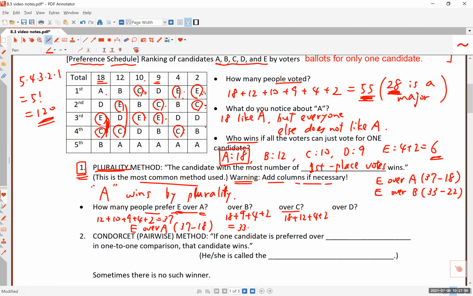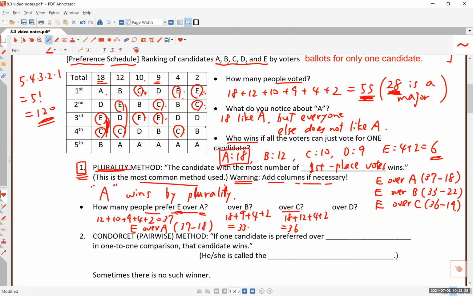Okay, so let's add up all of these people. And looks like I have 36 people. This is 30 plus 6, 36. So E seems to win over C as well. And this time by the score of 36 to what? 55 minus 36 is 19, right? So that seems to be the situation.